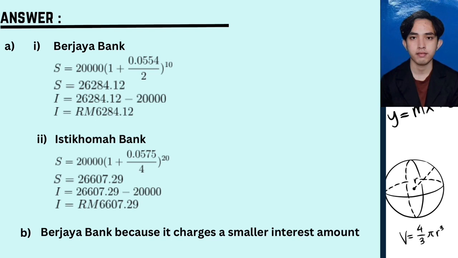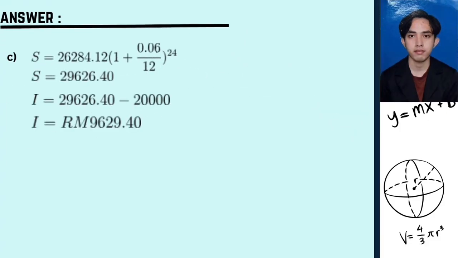The question is which bank we should borrow the loan from, and give our reason. Based on question A, we should pick Berjaya Bank because it charges a smaller interest amount. And the last question for case study 1: after 3 years, the bank changed the rate to 6% compounded monthly, which is m equals 12. How much should we pay at the end of 5 years? Calculate the total interest paid.